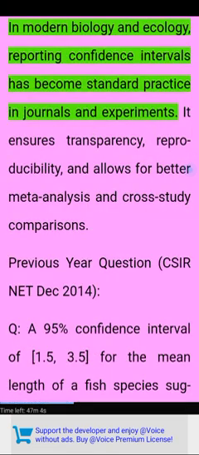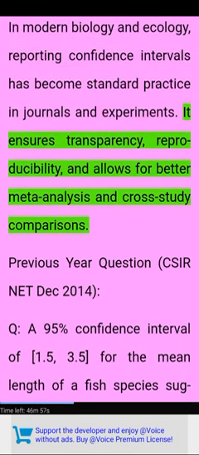In modern biology and ecology, reporting confidence intervals has become standard practice in journals and experiments. It ensures transparency, reproducibility, and allows for better meta-analysis and cross-study comparisons.